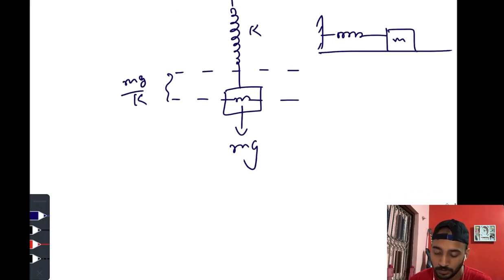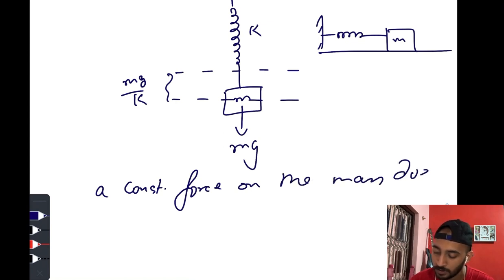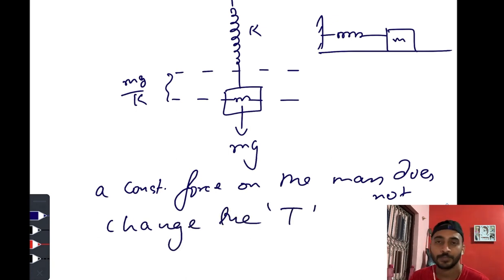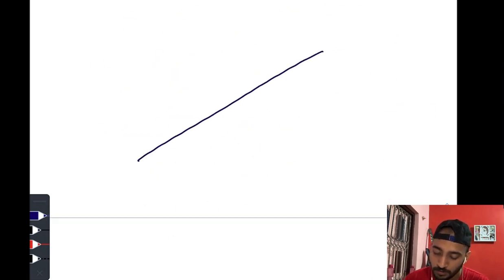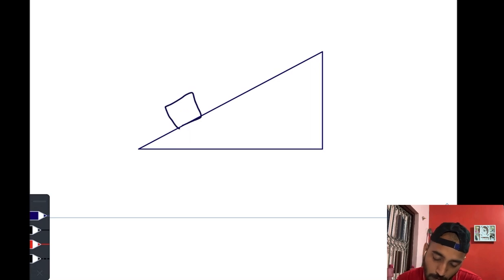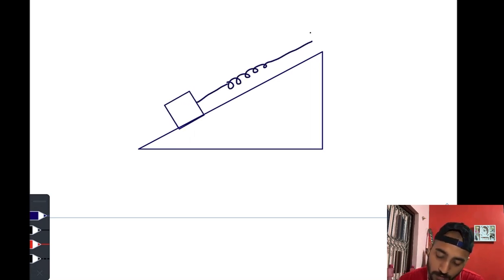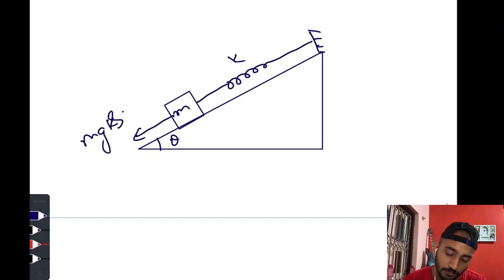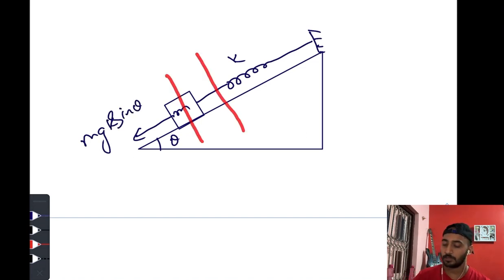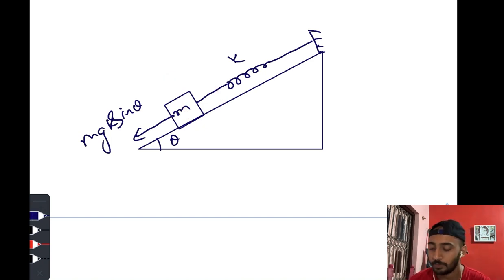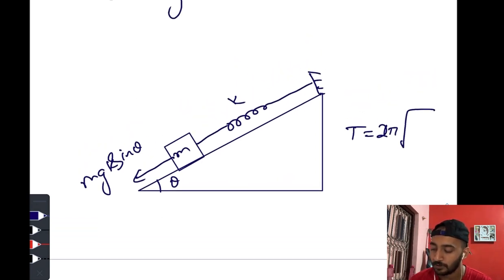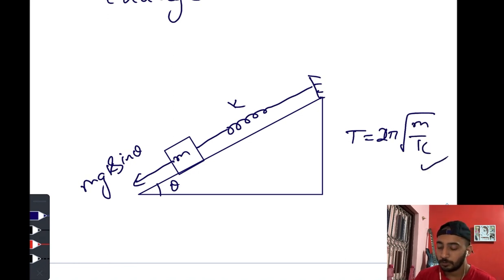So basically a constant force on the mass does not change the time period or frequency or angular frequency. Okay, so if I ask you that there is an inclined plane, there is a block, and I attach a spring k, mass m, this is theta, there is always a constant force mg sine theta acting here. That would just displace the mass by some amount, shifting its mean position, but the time period would be the same as it would have been in the horizontal condition, 2 pi root over m by k. Okay, you just need to remember, it saves a lot of time.